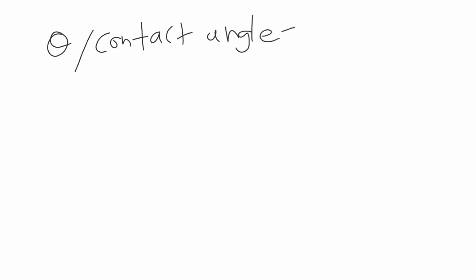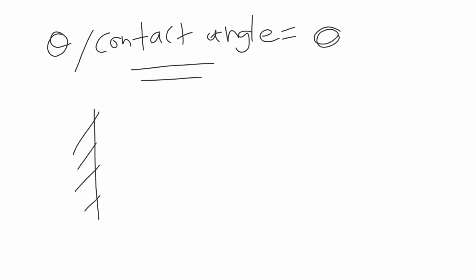Then let's take down more points, like where the contact angle theta is 0. Contact angle equals 0. You can draw it. Maybe we can't draw it exactly, but there's no angle between the meniscus and the tangent. Contact angle 0.